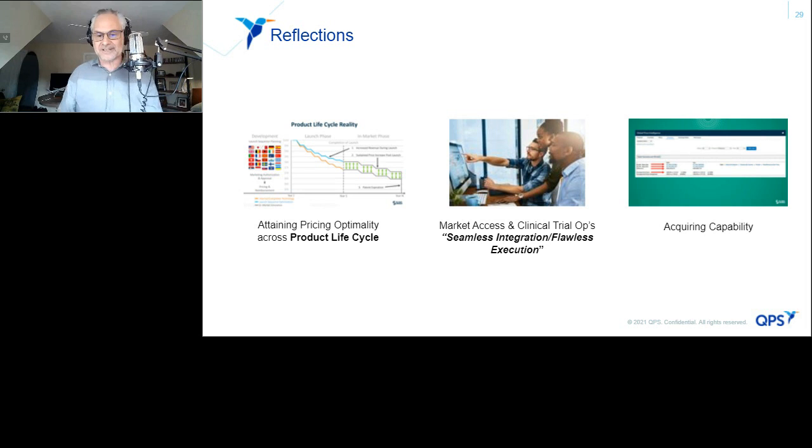And the final part of this is acquiring the capability. What does it take to get launch sequencing optimization? Is it a hefty IT investment? Well, no, the good news is that this can be a very simple solution to acquire, or a simple consulting project to undertake.